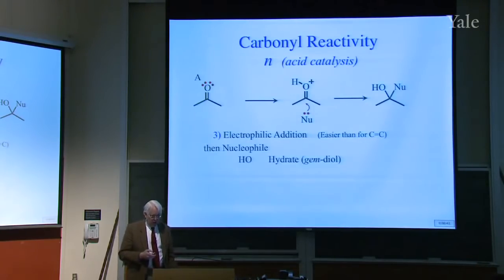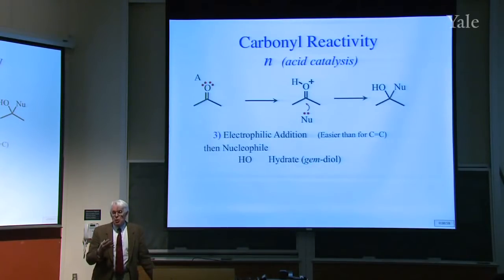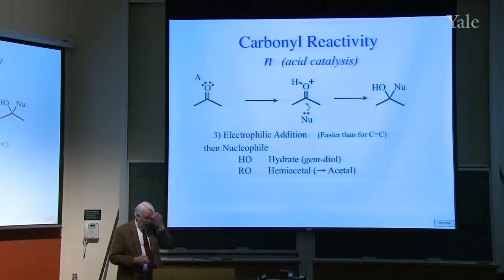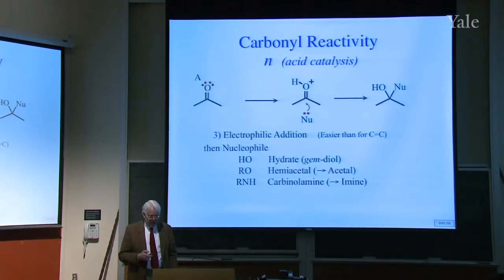Okay, so the nucleophile can be OH, in which case this thing over here is called a hydrate, right? It's H2O added to the carbonyl. Or it's sometimes called a gem diol, gem for geminal, for Gemini is twins, right? So it's twin OHs on there. Or it can be OR, and we've already talked about that, hemiacetal, or on the way to an acetal.